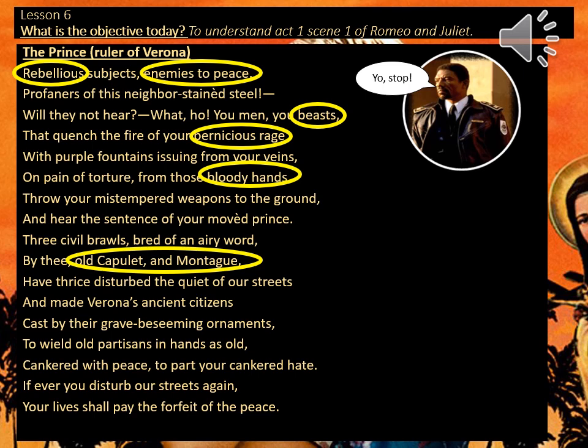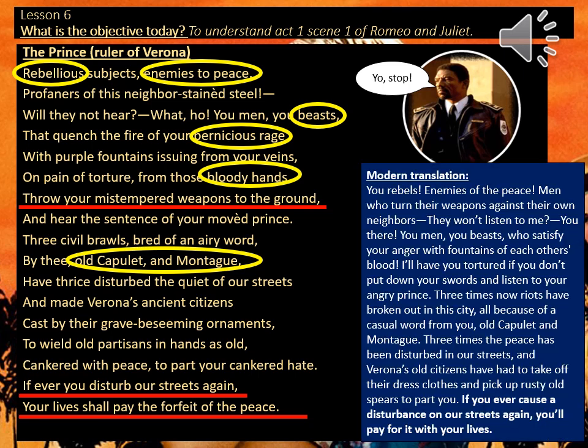So he orders them to throw their mistempered weapons to the ground. And then that threat at the end is the most important bit: "If you ever disturb our streets again, your lives shall pay the forfeit." Okay, so that modern translation there: if you ever cause a disturbance on our streets again, you'll pay for it with your lives.